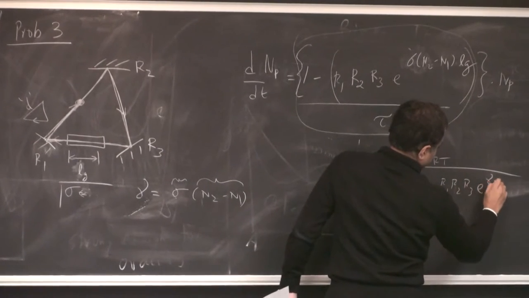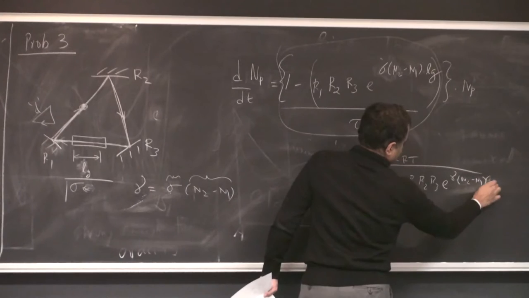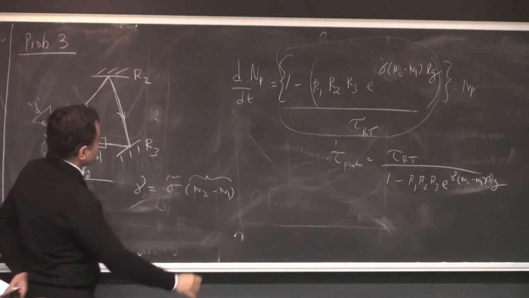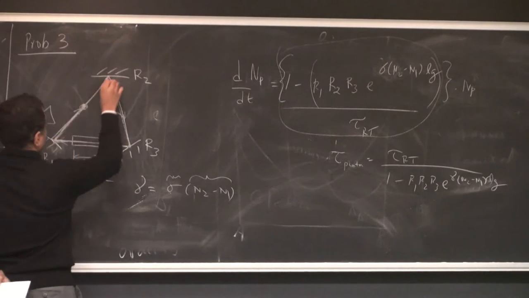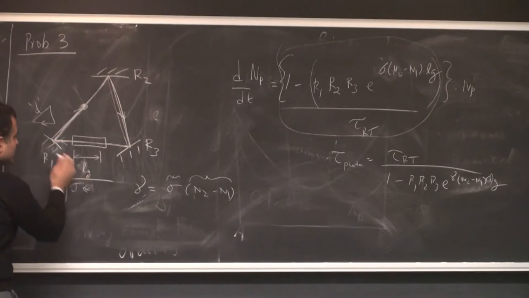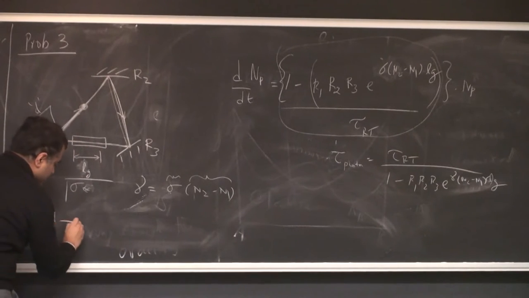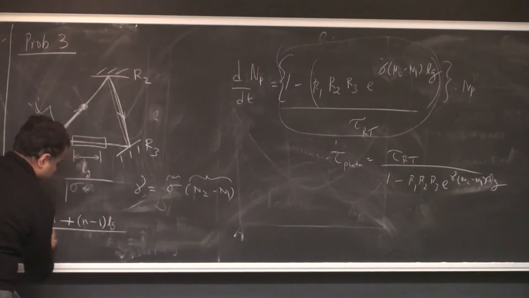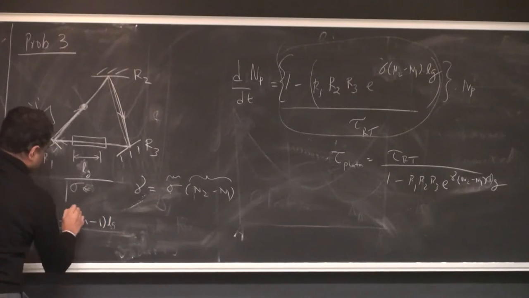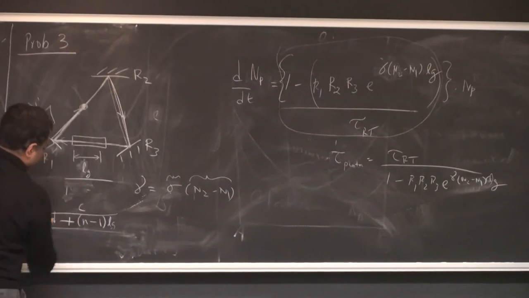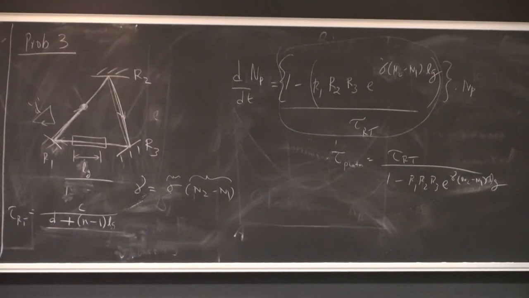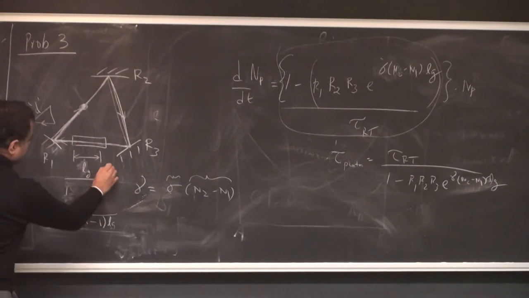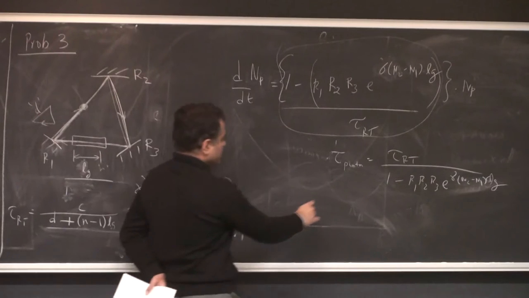R2, R3, LG. And what is the round trip time? Hopefully it's clear that the total distance is D, but out of which LG is a different material medium. So it's D minus LG, plus, because it takes a little longer for light to get through the gain medium, your refractive index n comes in here.